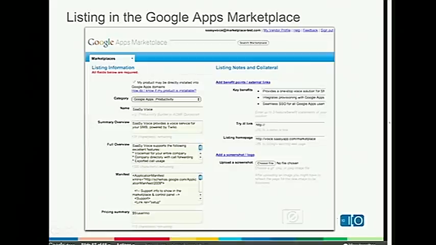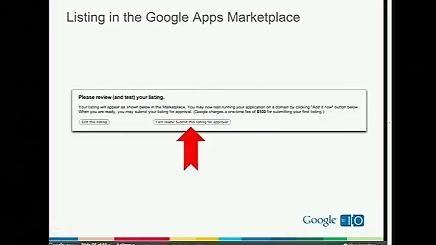But the important part here for a developer audience is the manifest file. You already have that manifest there. You copy and paste it into the manifest box here, and then you're ready. You can then test your application on as many domains as you want before you publish it. And when you're ready to publish it, after going through that testing checklist, of course, you click I am ready, submit this listing for approval.